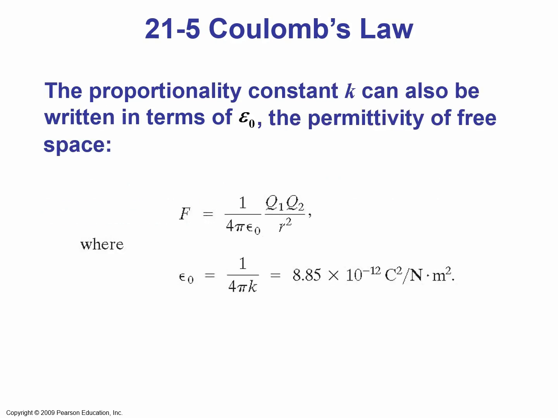The proportionality constant K can also be written in terms of epsilon naught, the permittivity of free space. The subscript 0 represents free space or vacuum. So we define K as 1 over 4 pi epsilon naught. And we can write the Coulomb force, F, as 1 over 4 pi epsilon naught times Q1 times Q2 divided by r squared. And epsilon naught can be defined as 1 over 4 pi K, and is equal to 8.85 times 10 to the power minus 12 coulomb squared divided by newton meter squared.